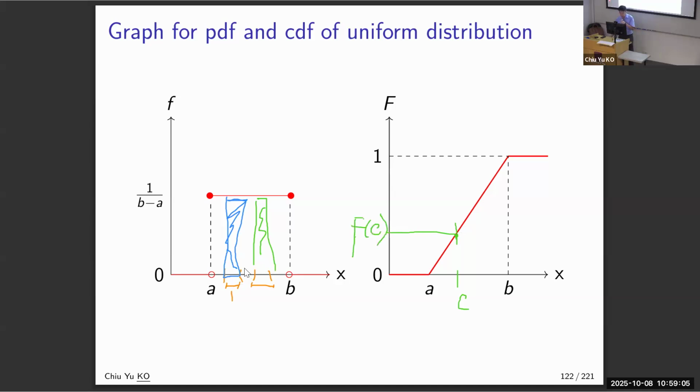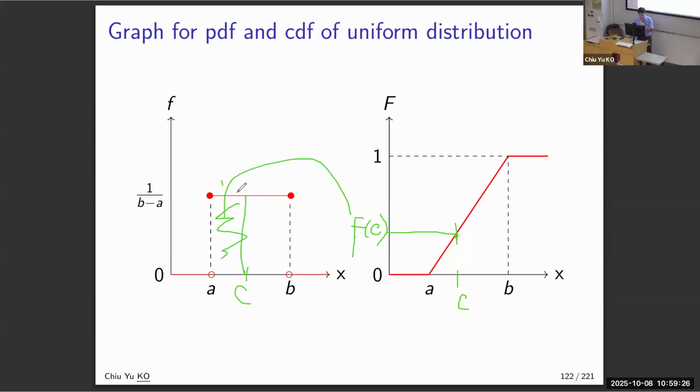That means that if this is the C, maybe I just erase it, because it seems to be a little bit too congested. So C just means this area is f of C, right? So this is how the big F and small f are related, okay?